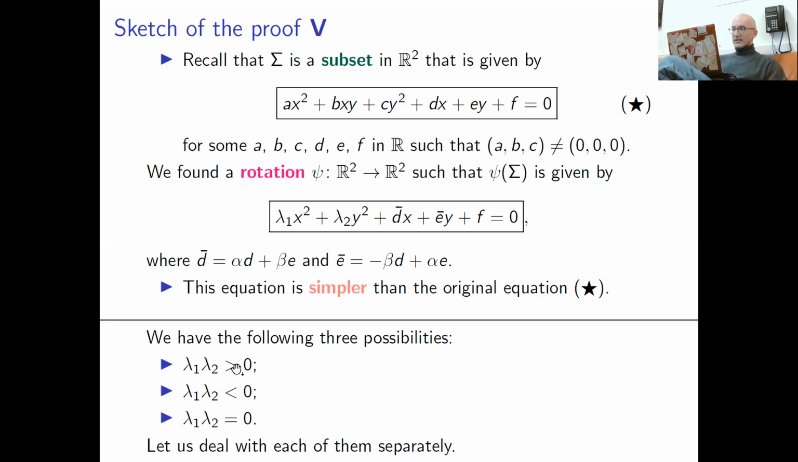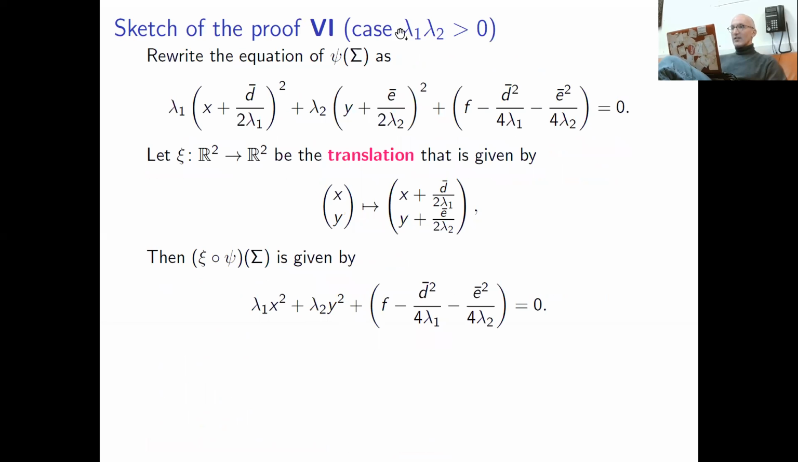So first we consider the case lambda 1 times lambda 2 is positive. If lambda 1 times lambda 2 is positive, it means these two eigenvalues have the same sign, either both negative or both positive. In particular they are not 0, so we can make the completion. We can complete the square in x and y simultaneously, and we rewrite our equation like this. What I did here is complete the square of the quadratic in x and of the quadratic in y.